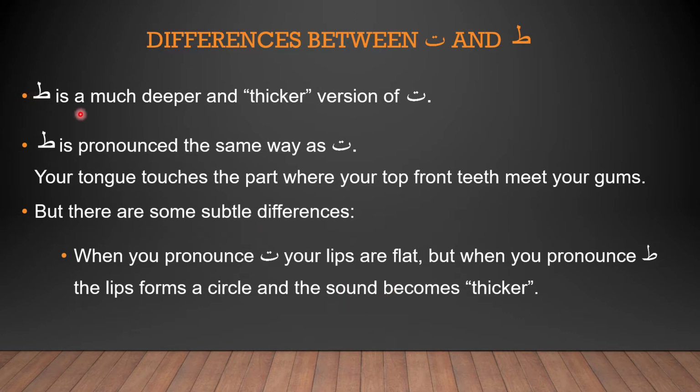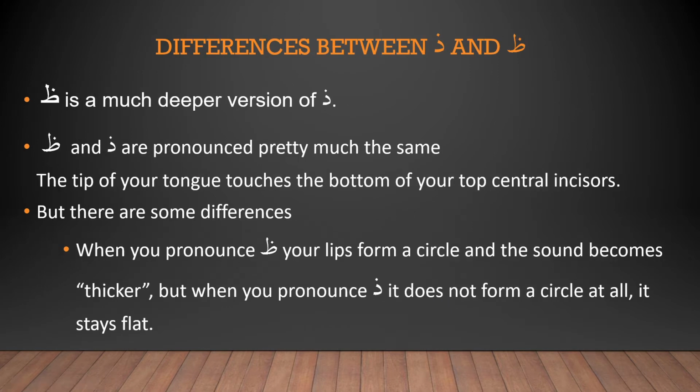As I said, Taa is a much deeper and thicker version of ta. When you pronounce ta, your lips are flat. It's not deep or thick, it's very flat. But when you pronounce Taa, the sound is much thicker and your lips literally form a circle. So that's the difference. Okay, so we learned the difference between ta and Taa.